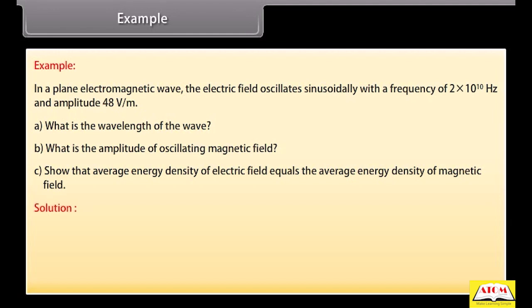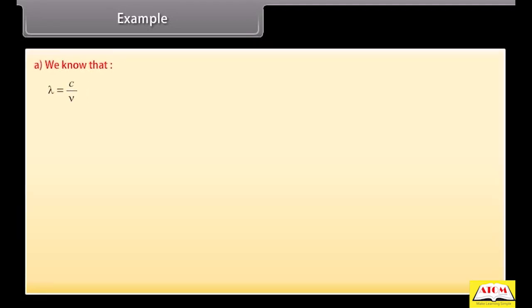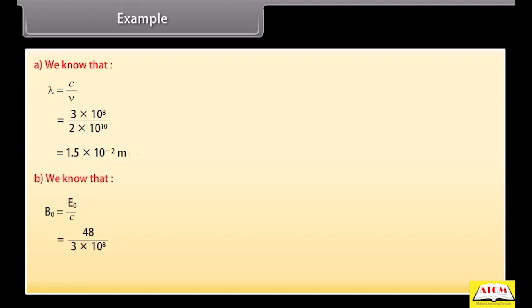Let's see the solution. Given values are nu equal to 2 × 10^10 Hertz, E naught equals 48 volt per meter. We know that lambda is equal to c upon nu. By putting and calculating the values, we get the wavelength of the wave, which is equal to 1.5 × 10^-2 meter. We know that B naught is equal to E naught upon c. By putting and calculating the values, we get the amplitude of the magnetic field, which is equal to 1.6 × 10^-7 Tesla.